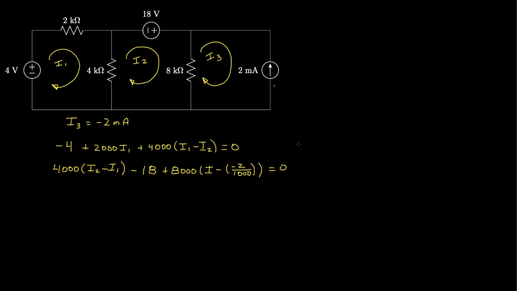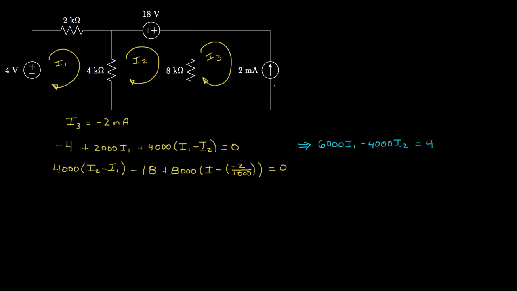Well, let's take these two equations and rewrite those. Let's group all the terms that multiply I1. We have 2,000 plus 4,000, so that's 6,000 I1. And then we have a negative 4,000 I2, so we write that as minus 4,000 I2. And then the constant is negative 4 on this side. I'll move it to the other side. Set this equation equal to 4.